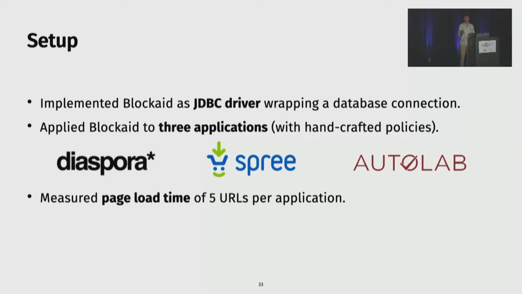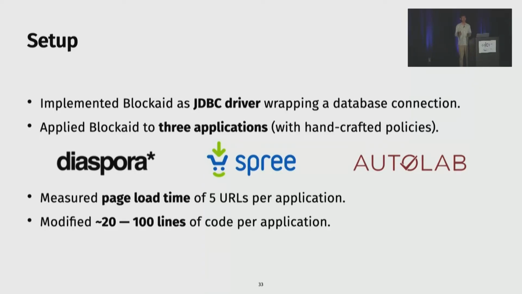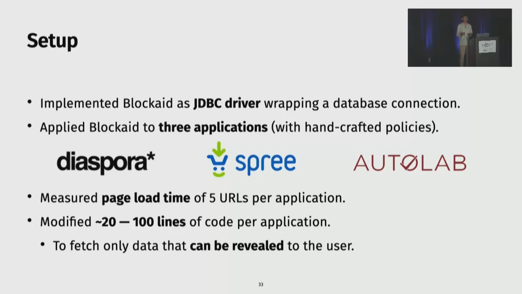To make this benchmark work on Blockaid, we had to modify roughly 20 to 100 lines of code per application. Much of this modification was mundane, except for one subtle case. These applications often fetch a lot of potentially sensitive data, but they're actually careful not to reveal this data to the user. So there might not actually be data leakage in this case, but Blockaid might block the queries in this scenario, because as a SQL proxy, Blockaid applies policies to what data is fetched by the queries, not what data is returned to the user. And so it was necessary for us to modify the applications to fetch only data that can be revealed to the user.